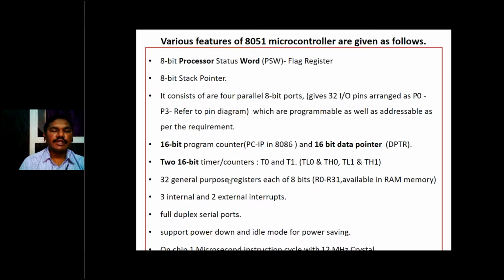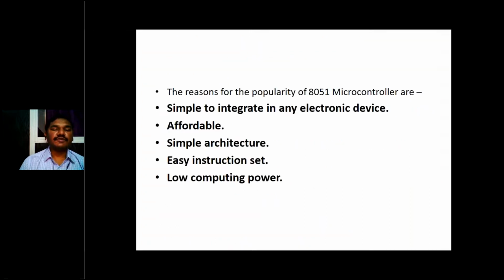Next, it has 32 general purpose registers, each of 8 bits, R0 to R31, available in RAM memory. The first 128 bytes of memory are divided into 3 parts. The first part is called the general purpose register part, which we will see later. It has 3 internal and 2 external interrupts. It supports full duplex serial communication. There are 3 types of communication, simplex, half duplex, and full duplex, that we will see later.